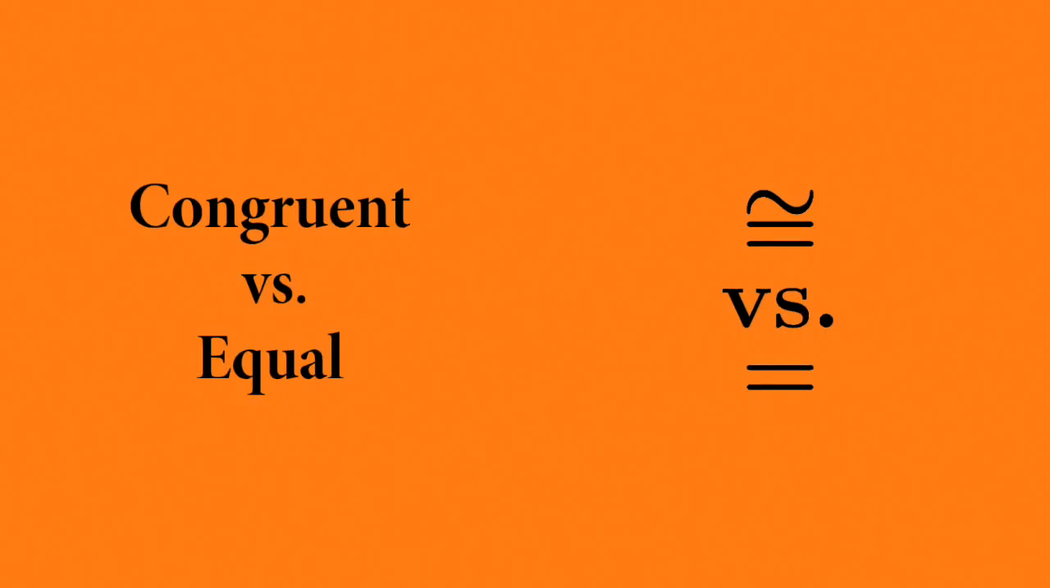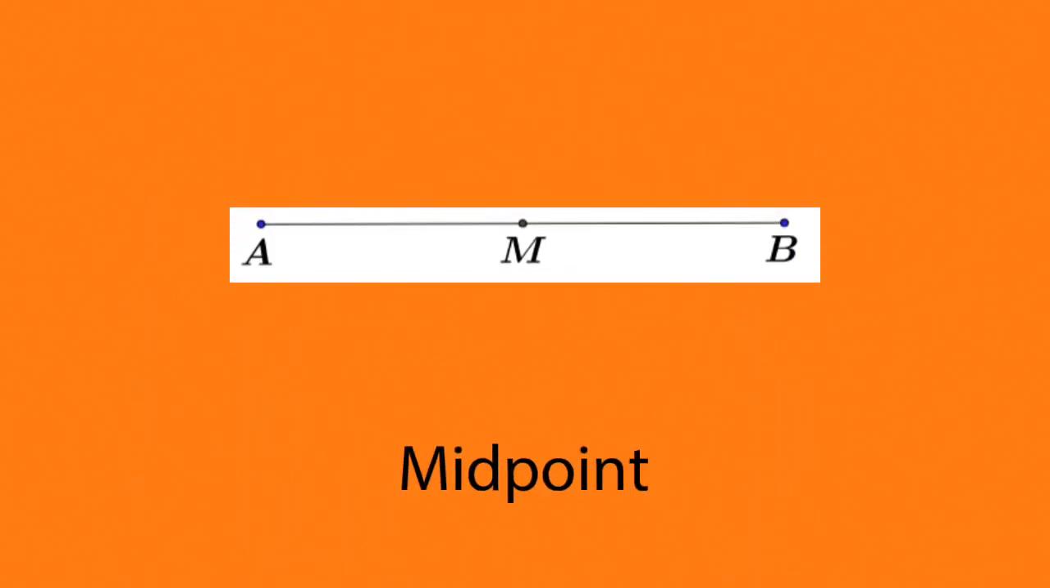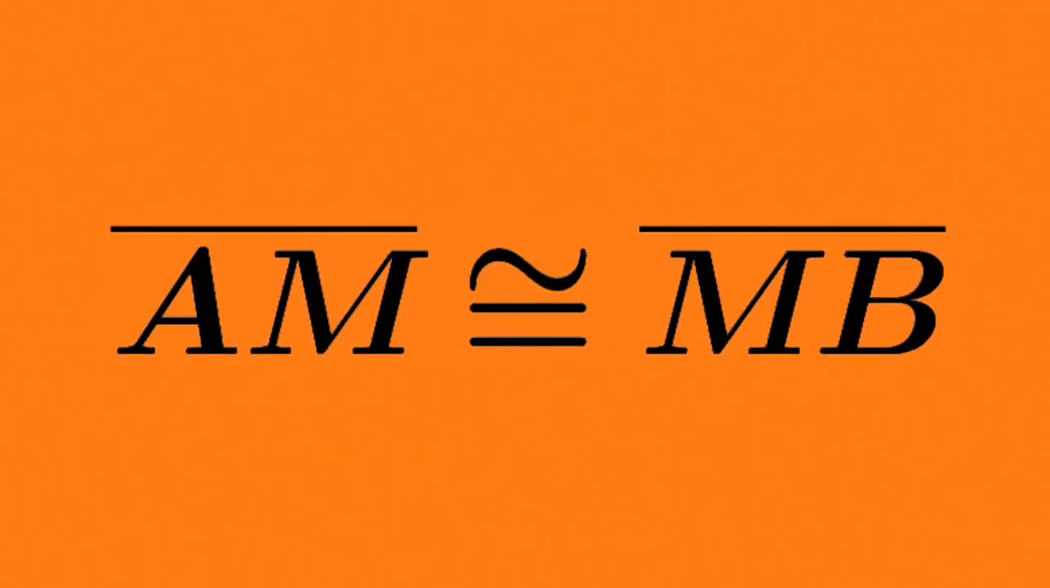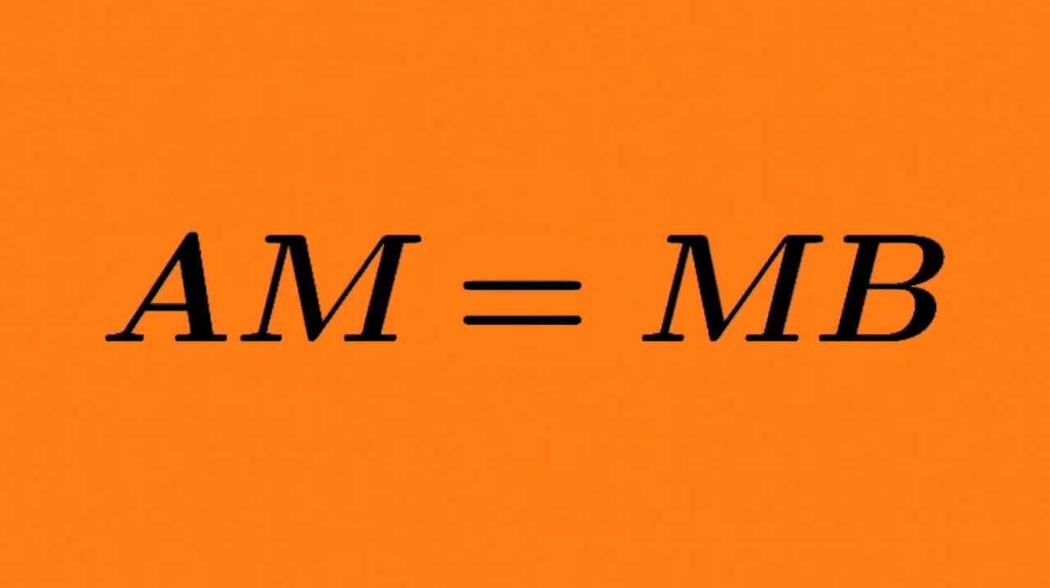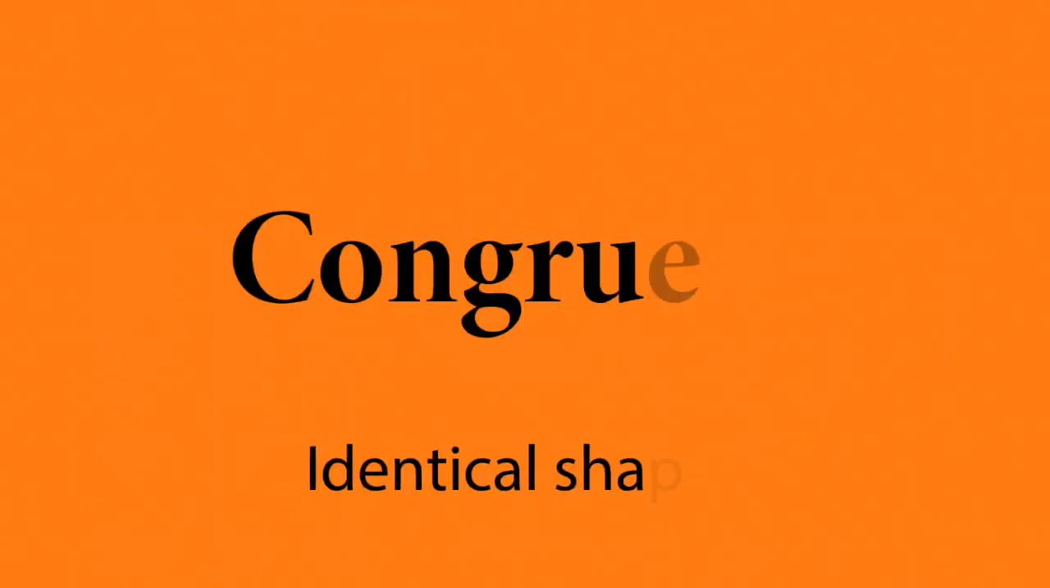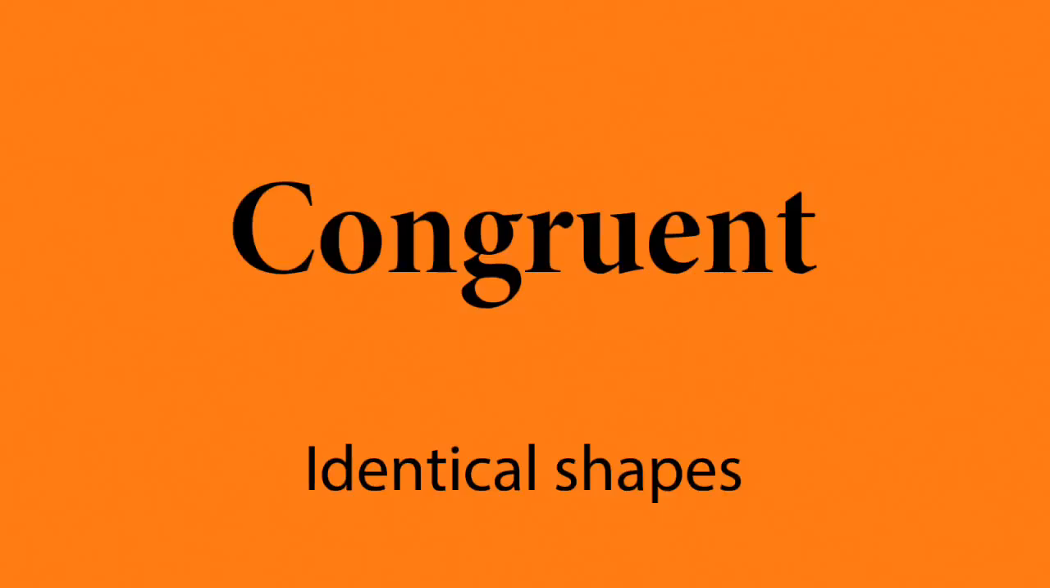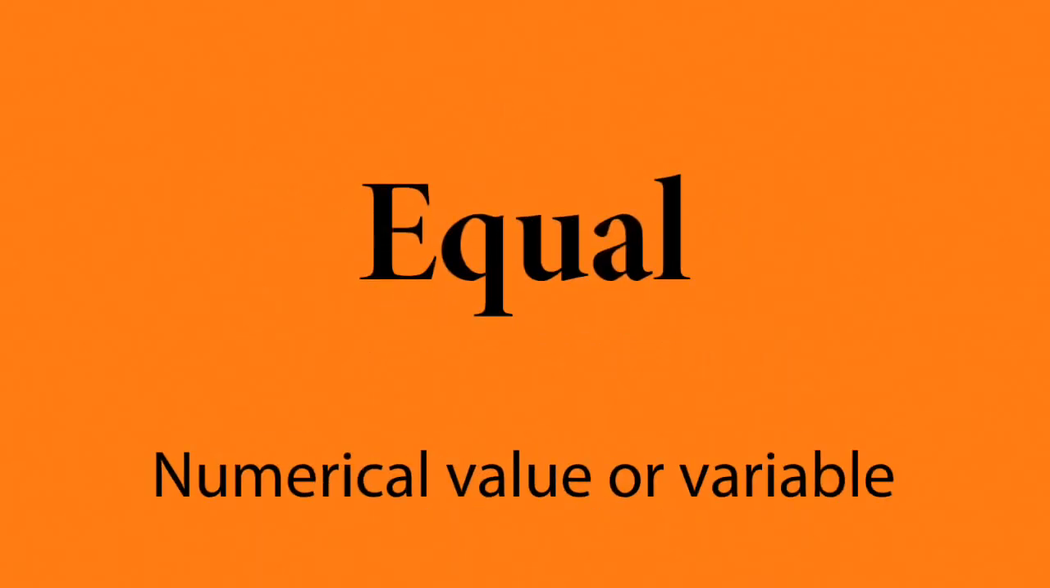Our first definition will help us distinguish between when two shapes are congruent versus when two numbers are equal. Consider the line segment AB, where M is the midpoint of that line segment. We say that line segment AM is congruent to line segment MB, but we could also say that the distance from A to M is equal to the distance from M to B. This distinction highlights the difference between congruent and equal. Congruent refers to identical shapes, whereas equal will refer to an equivalence of numerical values or variables.